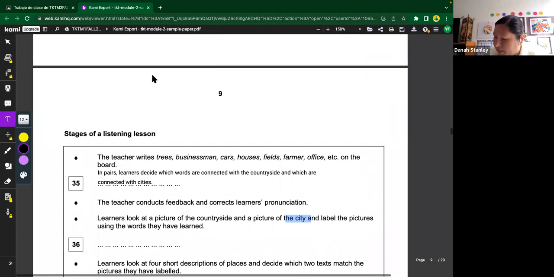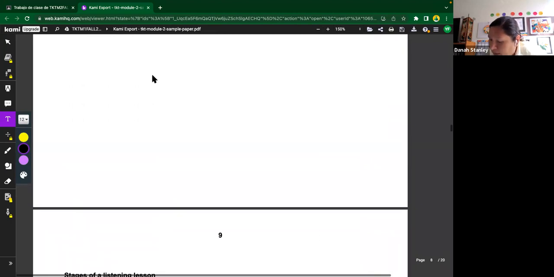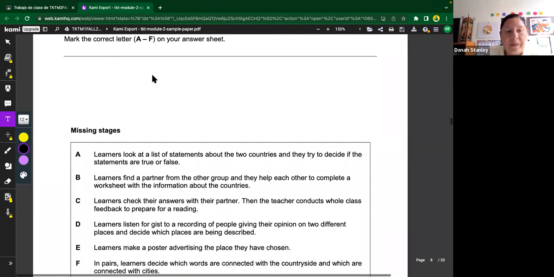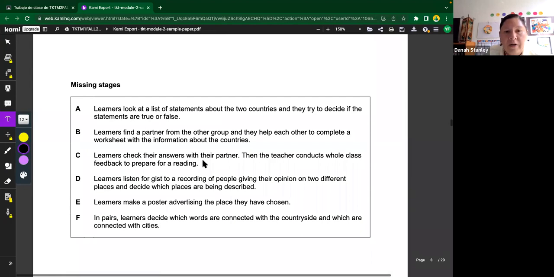The 36 is letter C. Learners check their answers with their partner. Then the teacher conducts whole class feedback to prepare for a reading.